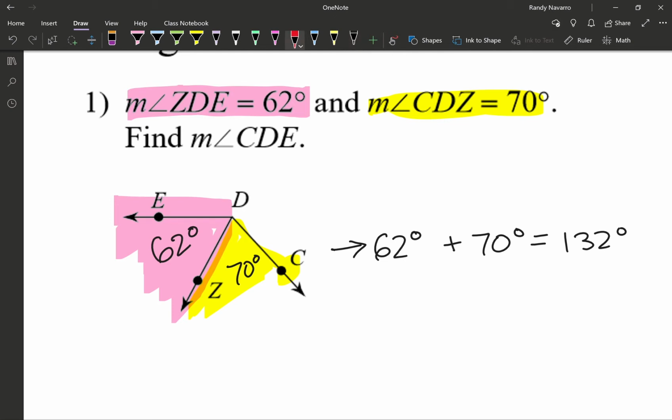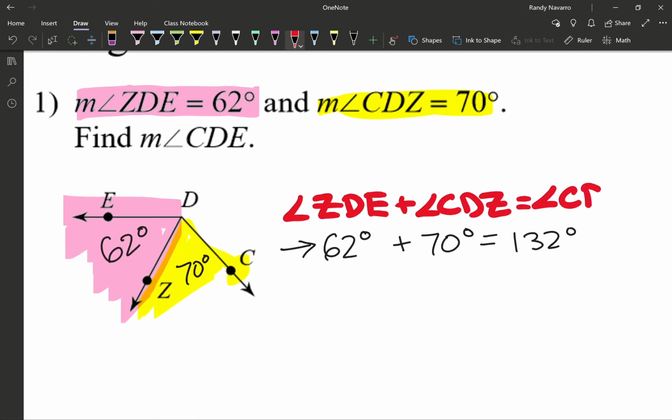So what you can do is angle ZDE plus angle CDZ equals angle CDE. All right, I need that. The red piece, that's the geometry. That lets me know that you really know what you're doing. And not only that, the symbols and the vertexes let me know if you know what you're doing. Those little things let me know everything.